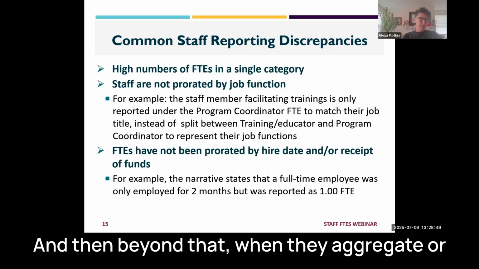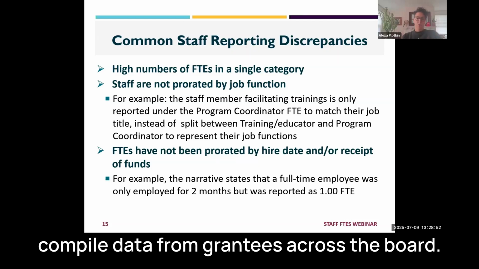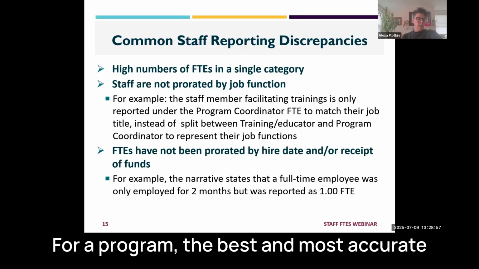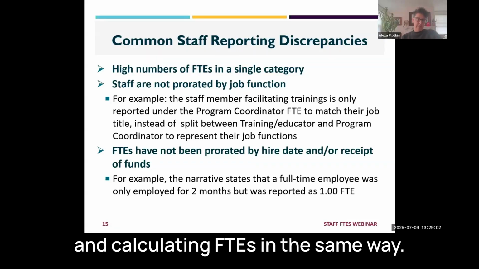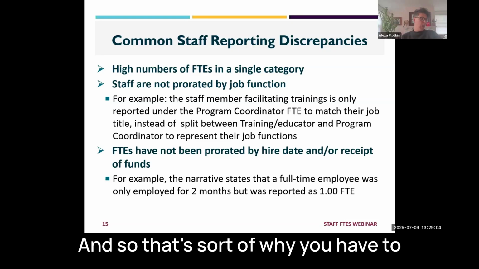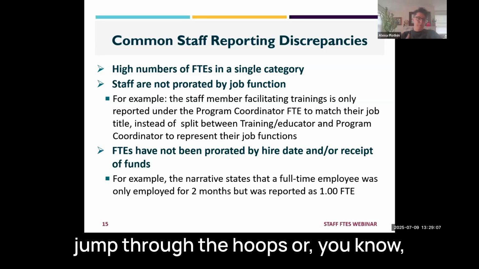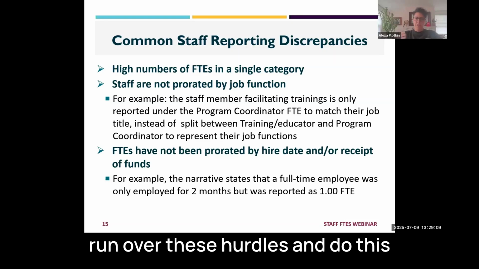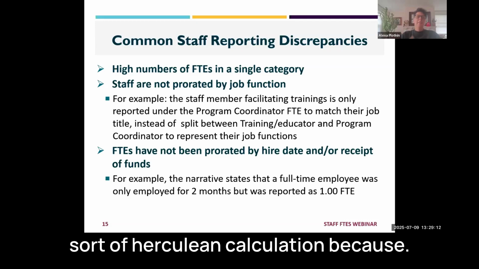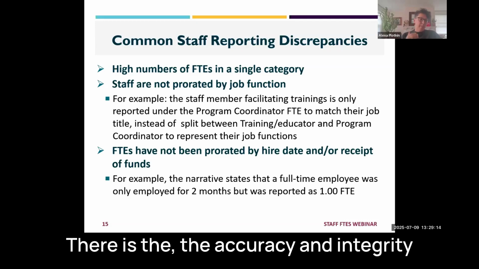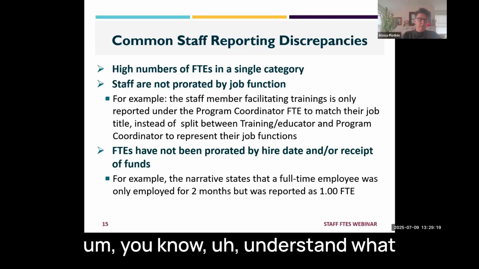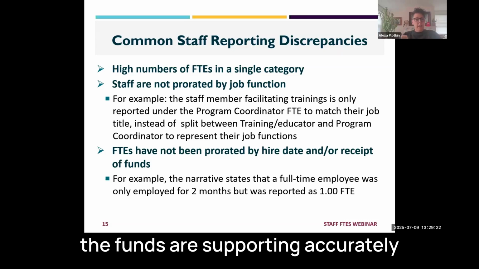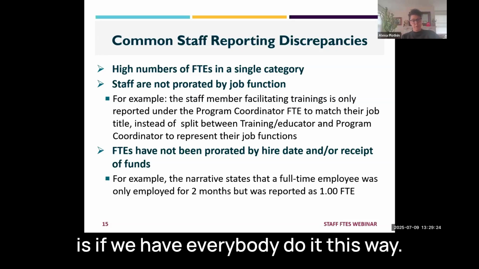And then beyond that, when they aggregate or compile data from grantees across the board for a program, the best and most accurate way to put all that data together is to be sure that everyone is counting and calculating FTEs in the same way. And so that's why you have to jump through the hoops, or run over these hurdles and do this sort of Herculean calculation, because there is the accuracy and integrity of being able to calculate and understand what the funds are supporting accurately, if we have everybody do it this way.